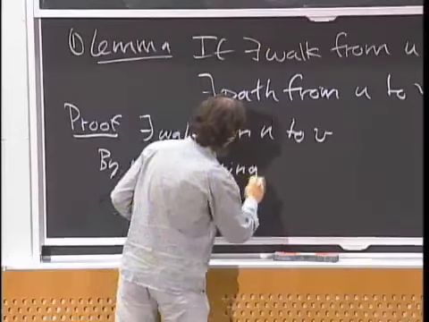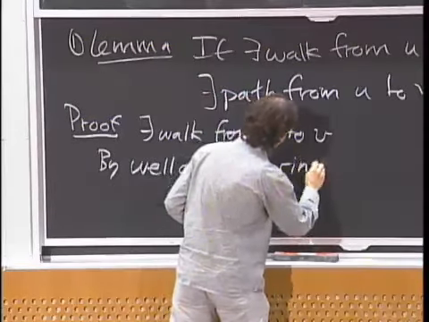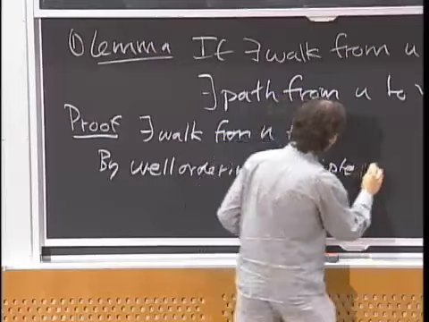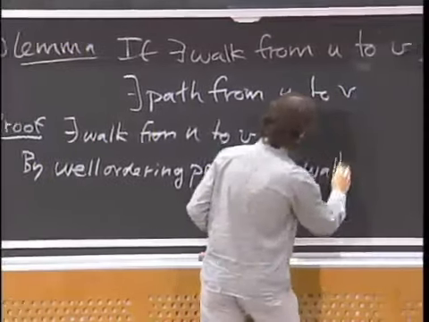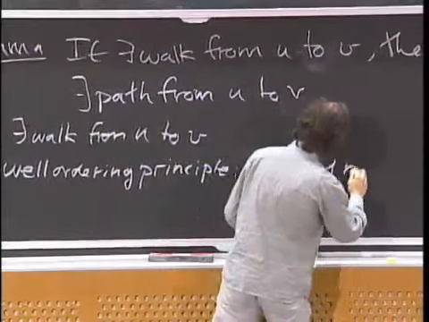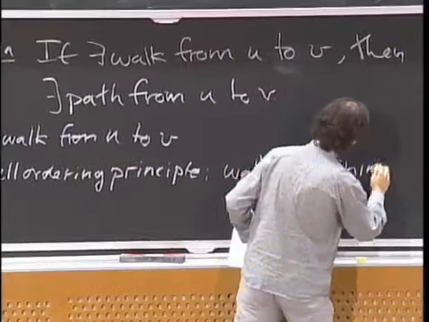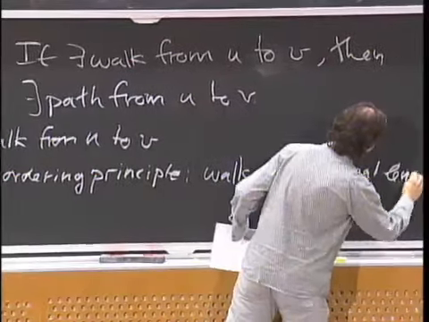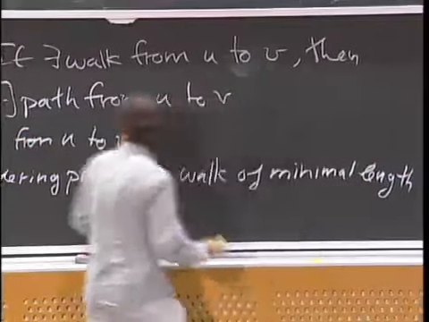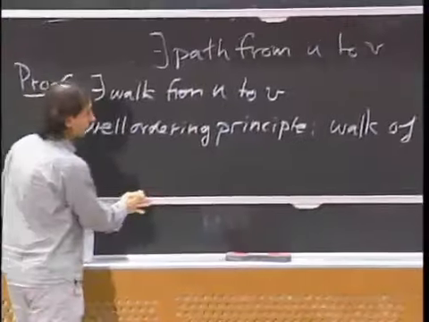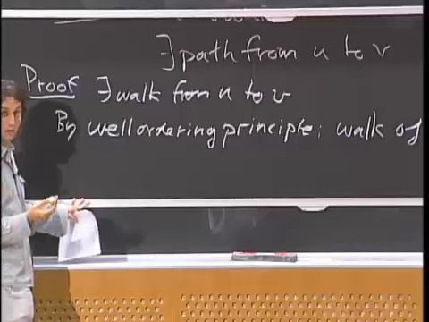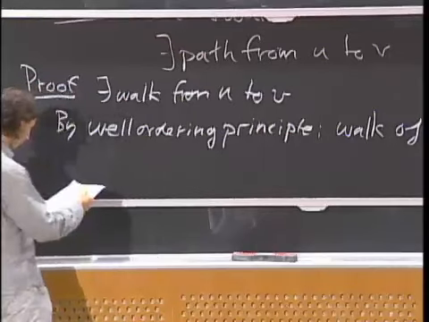we simply consider that there exists a walk of minimal length that we are interested in. And we will show that this particular walk is actually going to be a path. So let's see how we can do this.